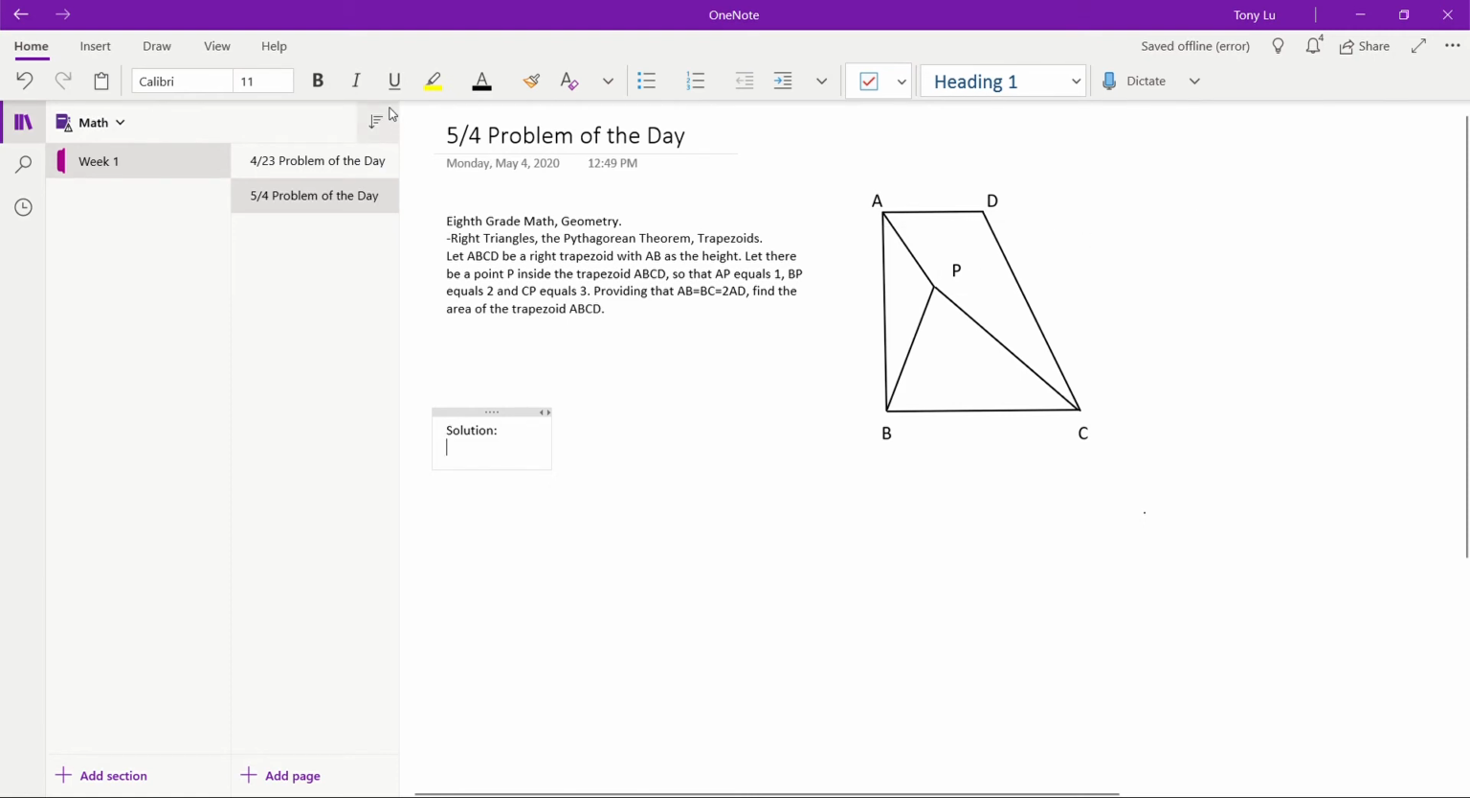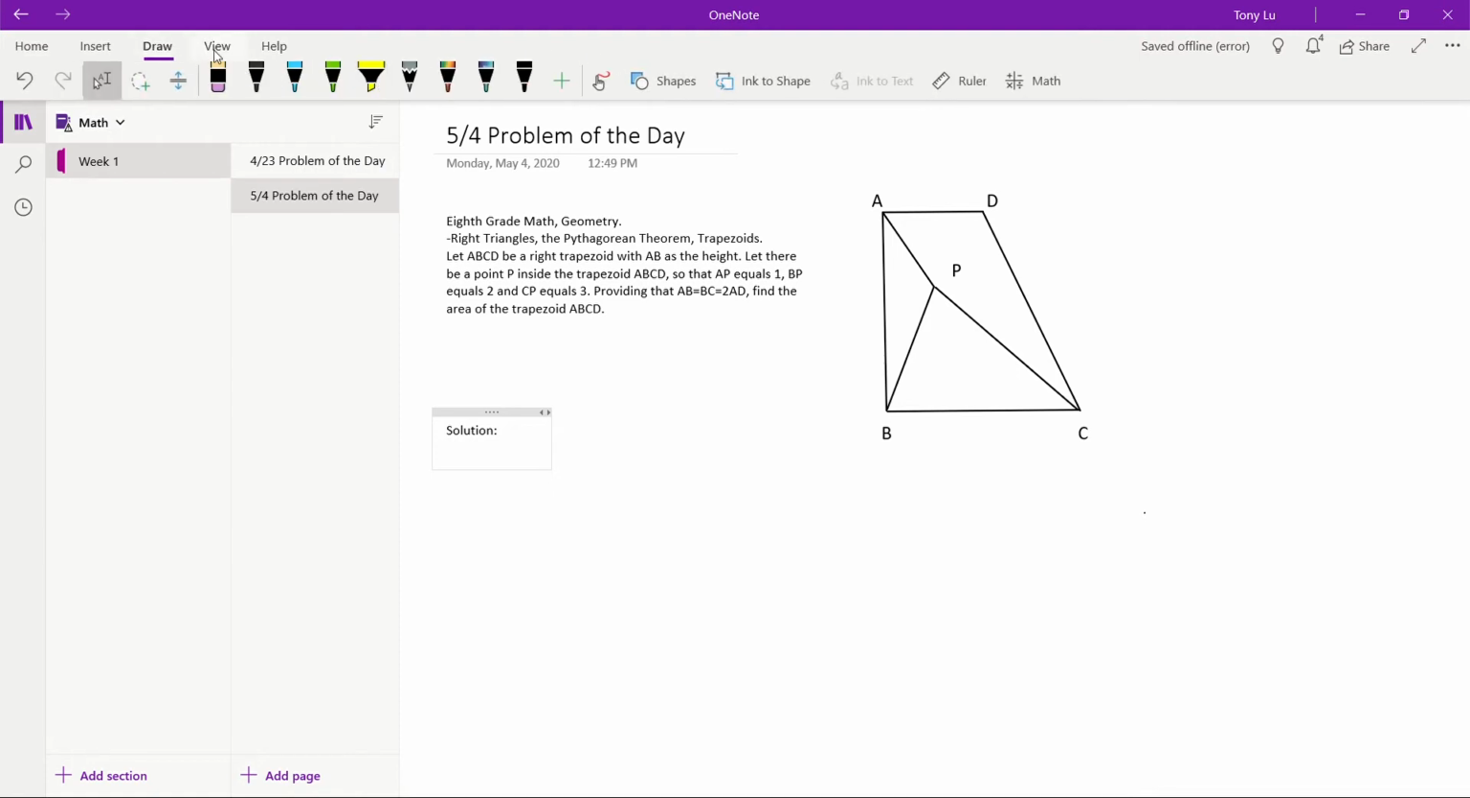Now that some of you have probably thought about it, we're going to add in two auxiliary lines that are going to be really important to solving this problem. We know that the angle ABC is 90 degrees because ABCD is a right trapezoid. So what if we rotated the triangle ABP 90 degrees in this direction? Then we would get a shape.